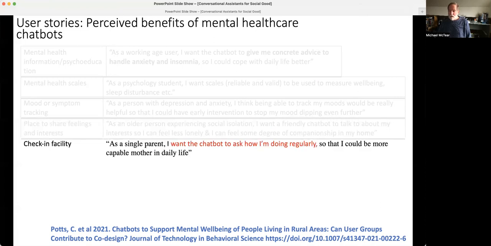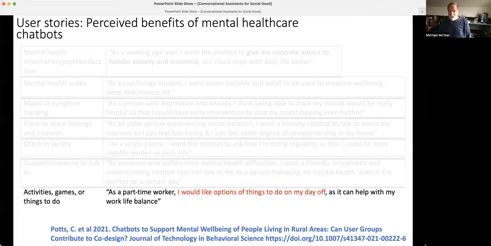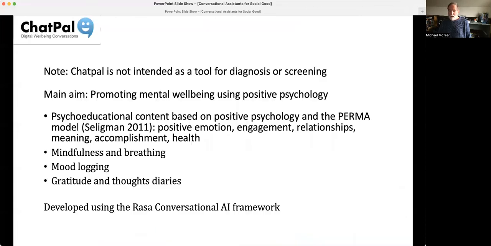that could ask how they're doing on a regular basis, and that would be friendly, empathetic, and understanding, and be able to follow the user's mental health. And then finally, that it might be able to provide options of different things to do on the user's day off from work. So on the basis of this, then we developed ChatPal.